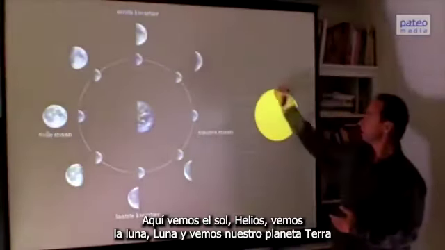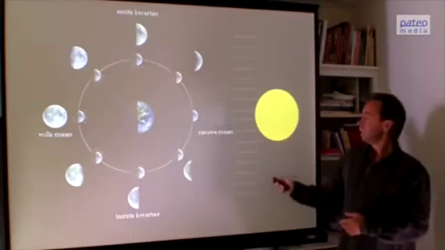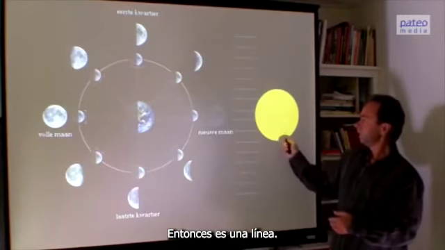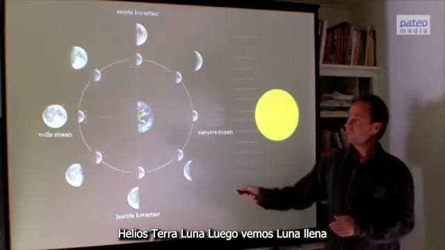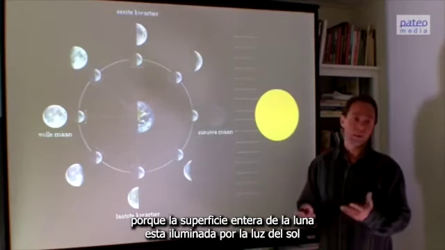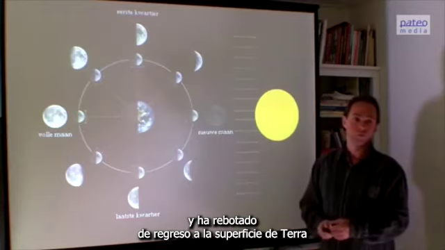Here we see the Sun Helios, we see the Moon, Luna, and we see our planet Terra. When Luna is there, so it's one line, Helios, Terra, Luna, then we see full moon, because the full surface of the moon is lit by the light of the sun and is bounced back to the surface of Terra.